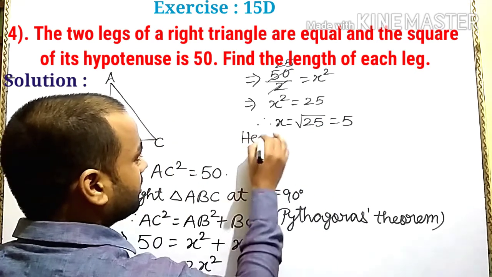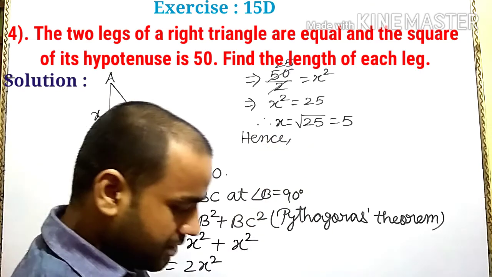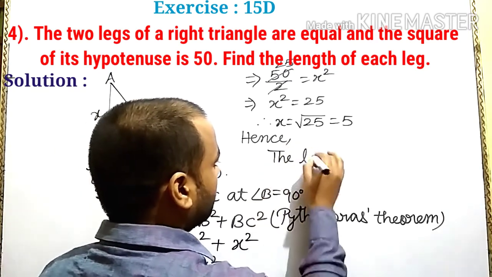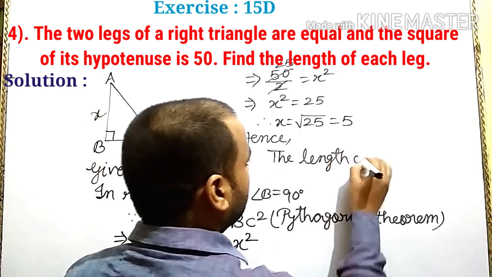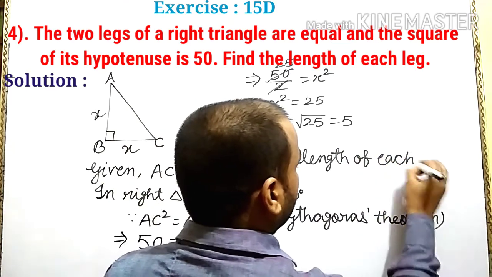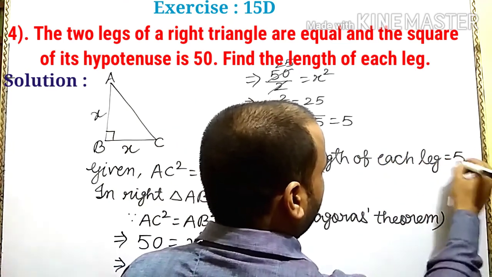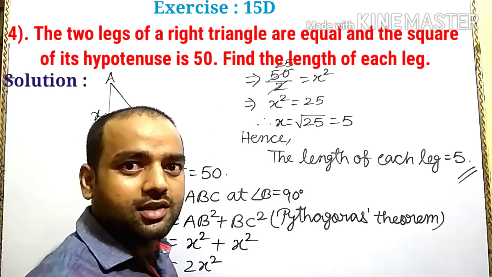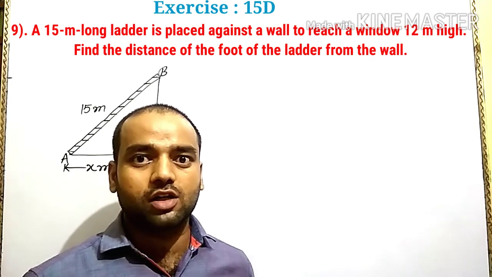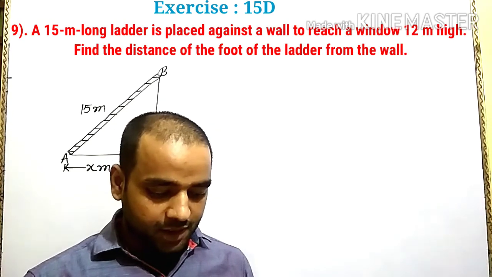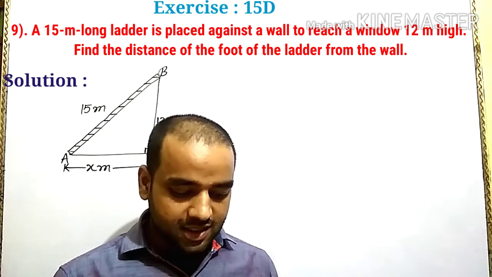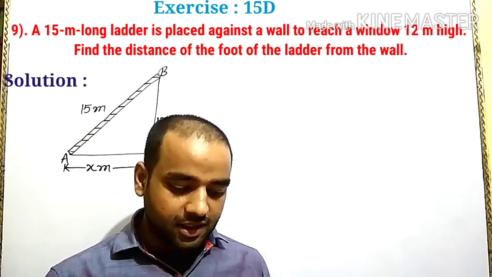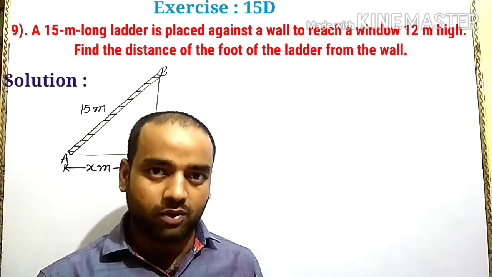So hence the length of each leg is equal to 5. This is your required answer. Is it clear? Now let us discuss question number 3. In question number 3, a 15-meter long ladder is placed against a wall to reach a window 12 meter high. Find the distance of the foot of the ladder from the wall.